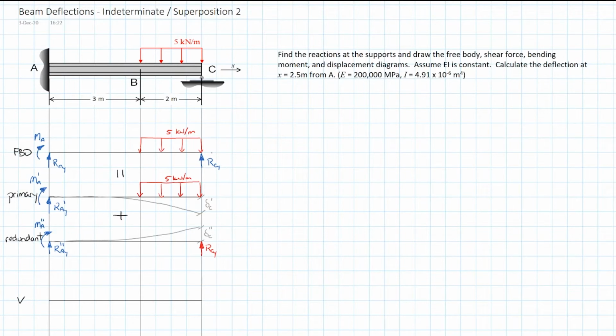One other thing I want to do is note on the original system that, of course, the displacement at C has to be equal to 0 because there's a support there. And so that is going to give us the logic of our compatibility equation. So let's just label that compatibility equation.